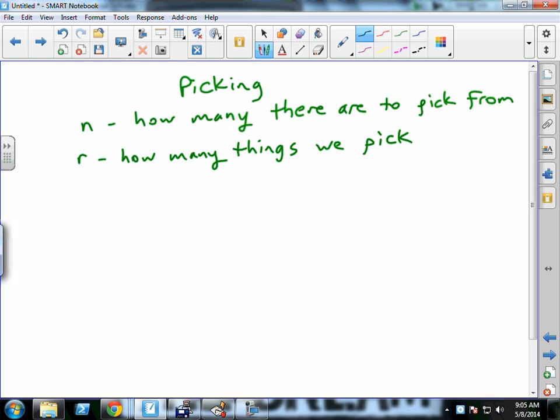Technically, n and r should be natural numbers, but again, some textbooks, some math problem sets, they ask you, well, don't pick anything. And technically, you shouldn't be talking about not picking anything because there's only one way to not pick anything. You don't. So anyways, n and r are natural numbers.